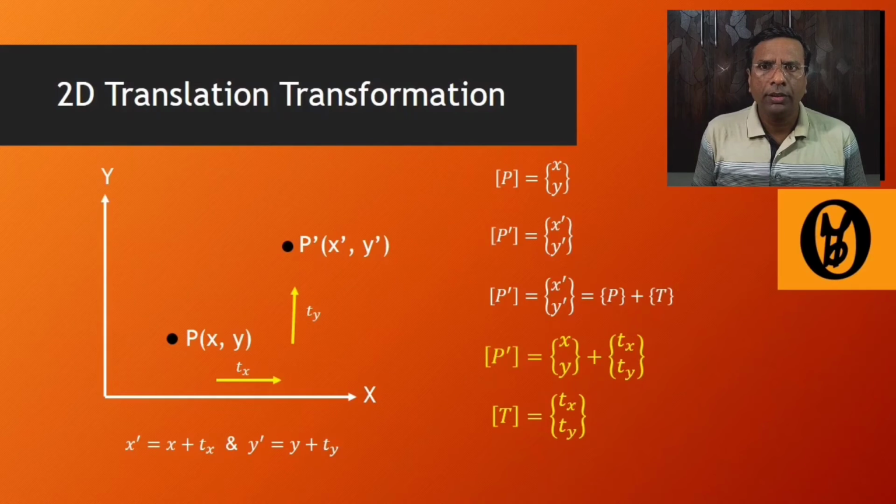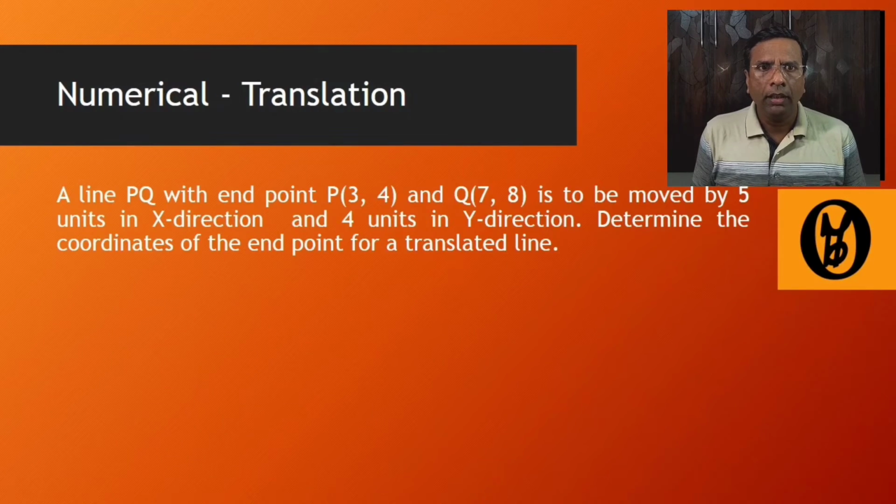Based on this, we can solve a simple numerical to understand more about the translation, and we are going to use the Cartesian coordinate. This is the numerical: a line PQ with endpoints P at 3, 4 coordinate and Q at 7, 8 coordinate is to be moved by 5 units in x direction and 4 units in y direction. Determine the coordinates of the endpoint for the translated line.